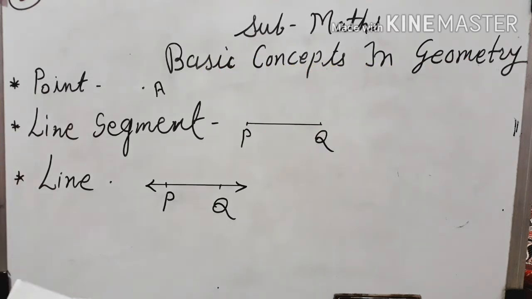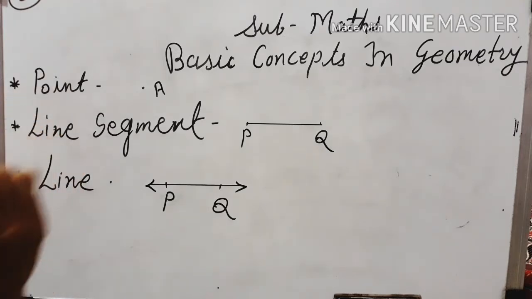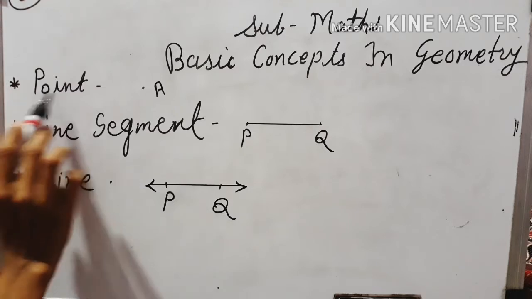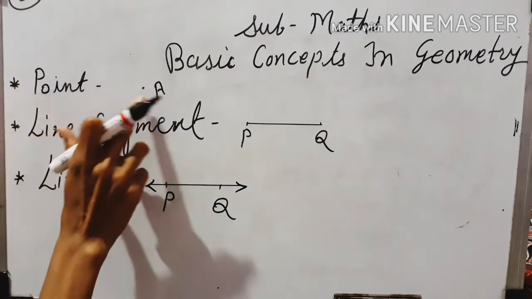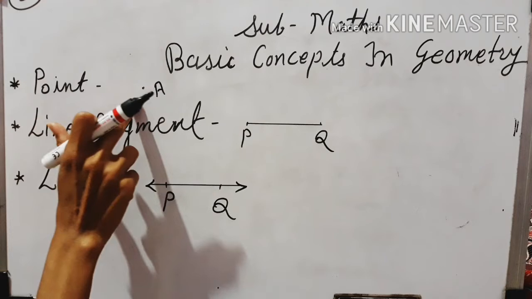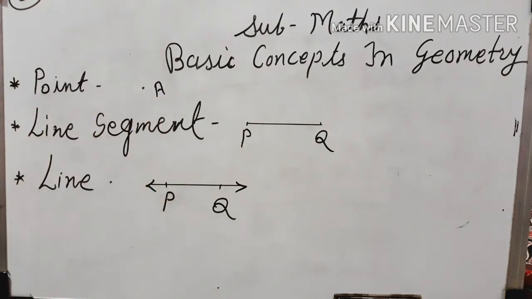We have learned some basic geometrical figures. Now, let me revise that first. First figure, we have introduced the point. Suppose this is point A. This point, a tiny dot, is called a point.